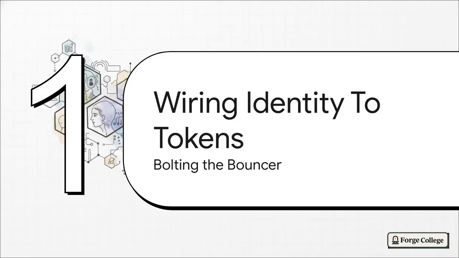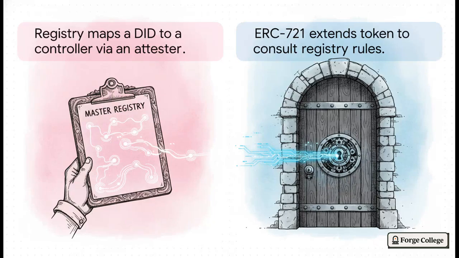Moving to Section 3, wiring identity to tokens, bolting the bouncer to the door. A bouncer is completely useless if they're just hanging out in the alleyway. They need to be physically at the door. And that's exactly how our architecture works. We strictly separate these concerns.